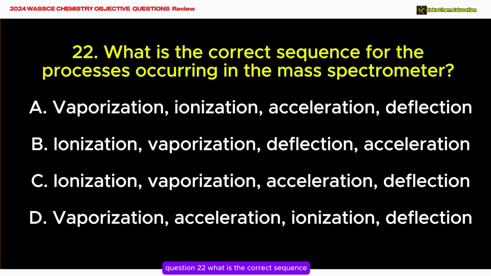Question 22. What is the correct sequence for the processes occurring in the mass spectrometer? A. Vaporization, ionization, acceleration, deflection. B. Ionization, vaporization, deflection, acceleration. C. Ionization, vaporization, acceleration, deflection. D. Vaporization, acceleration, ionization, deflection.